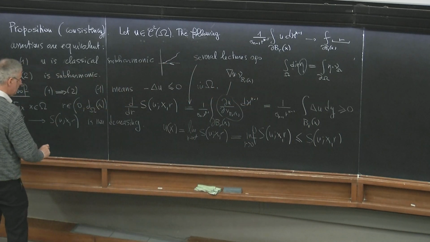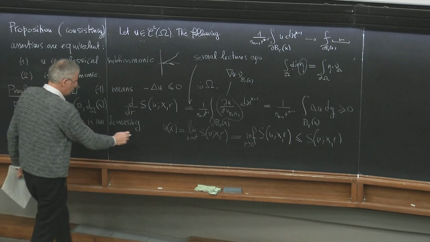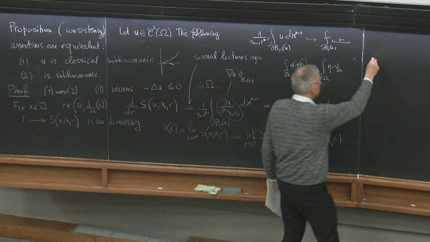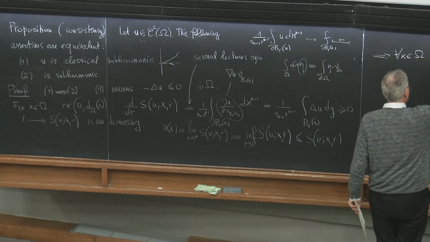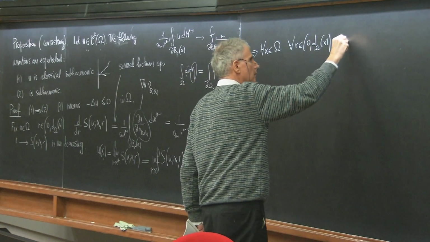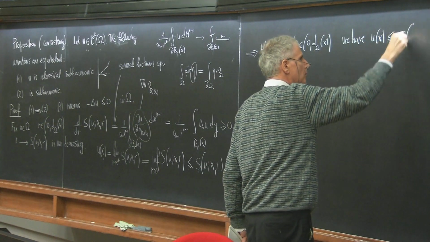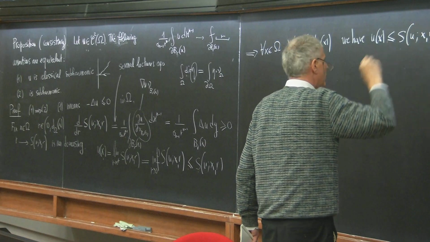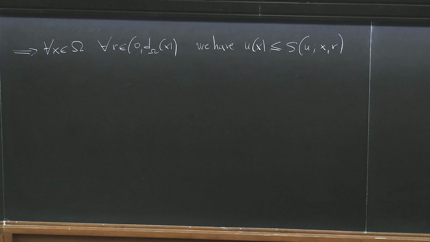So at the end, we have shown that for any x in omega, for any r in 0, omega x, we have that u of x is less than or equal to this, and this was one of the characterizations of what we meant in that theorem to be subharmonic.